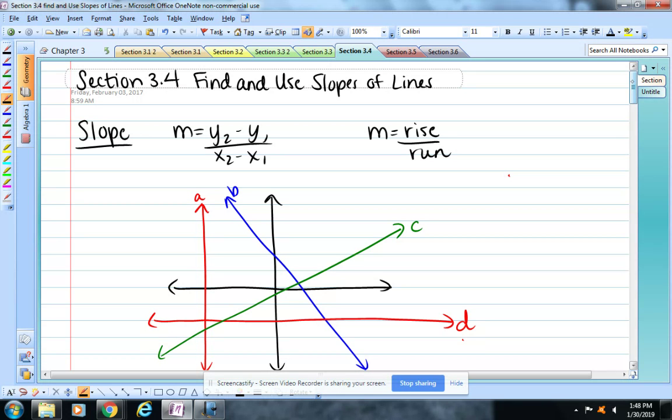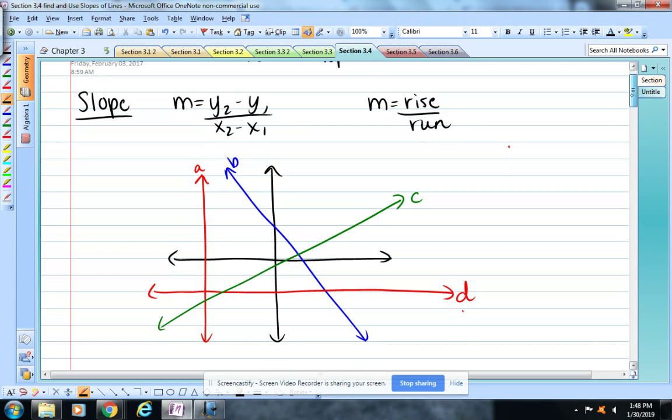All right, so let's talk about, we got 4 lines on this graph. 2 red ones, a blue one, and a green one. And this is just a rough sketch of a graph, so yours doesn't have to be just like mine, but kind of similar. Now, slopes can be positive, negative, 0, or undefined. Okay? A positive slope will go up from left to right. A negative slope will go down from left to right.